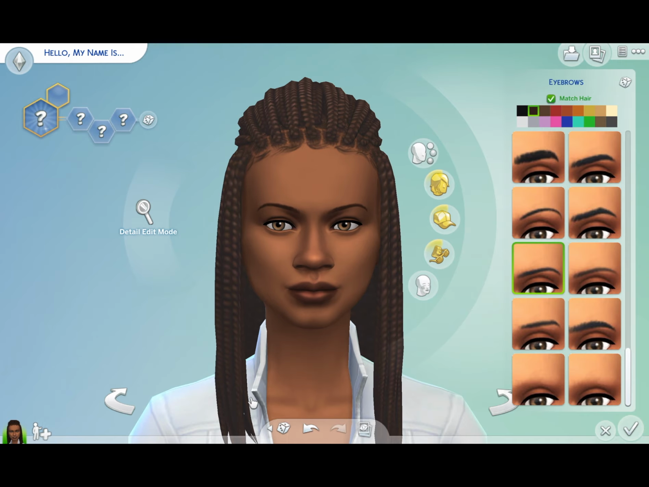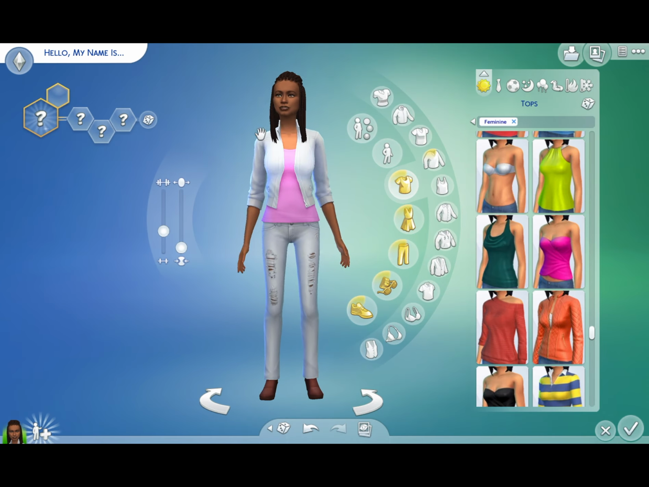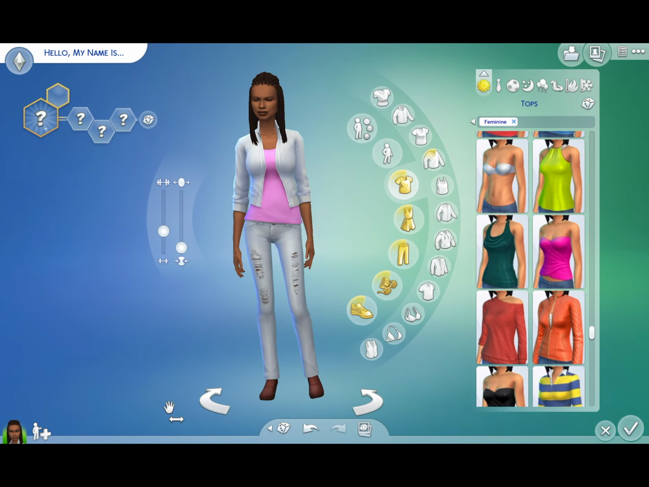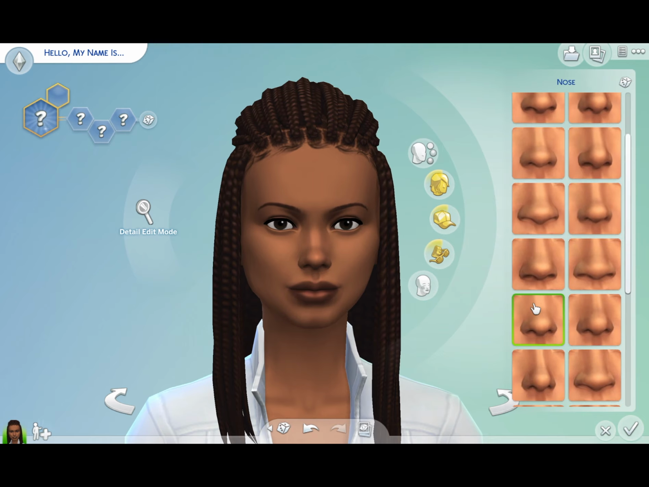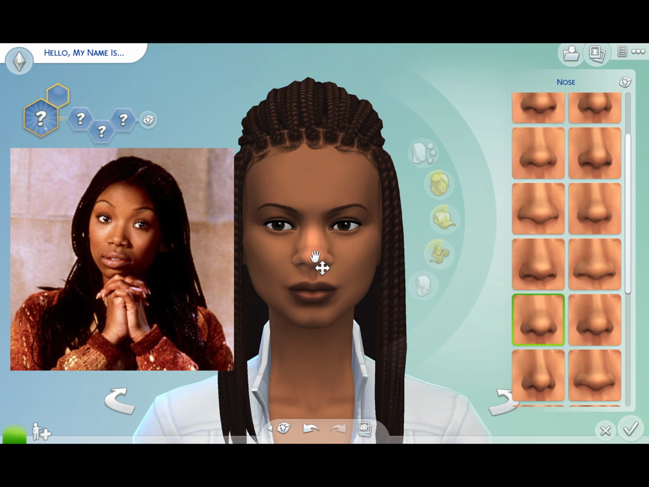The eyebrows were very important because when I was looking at the pictures for Brandy as Cinderella, her eyebrows were very thin. And I don't know, maybe it's because it was the 90s or the time. But I think I nailed the eyebrows, don't you? I think I did. Look at the picture. Those are the same eyebrows.